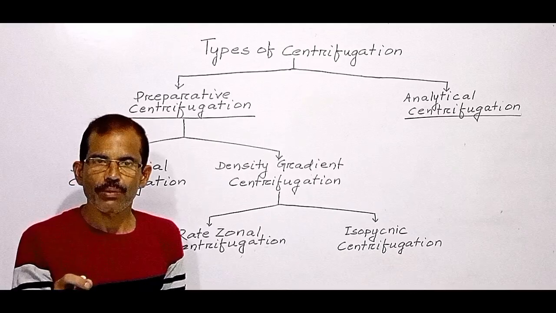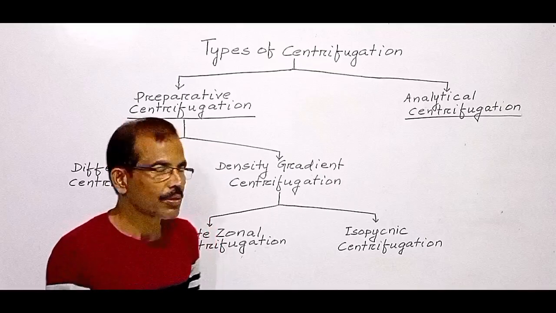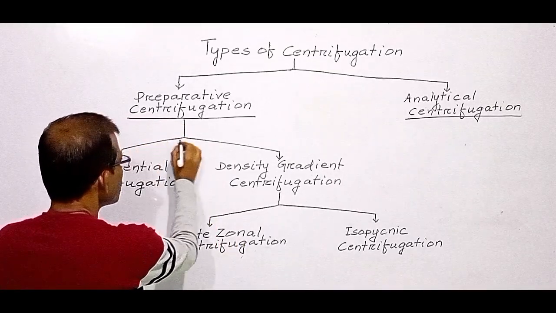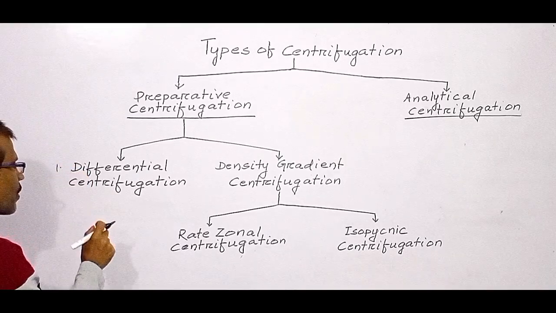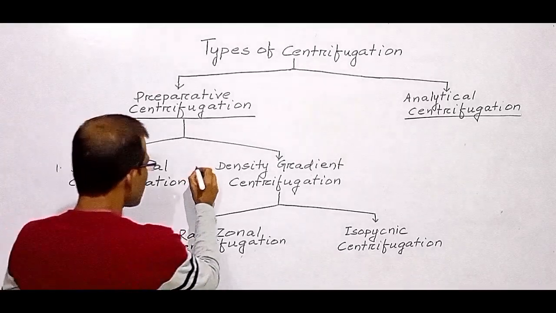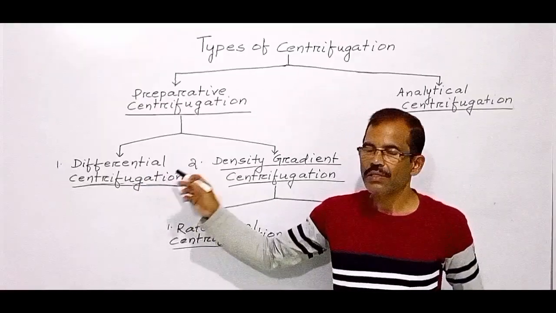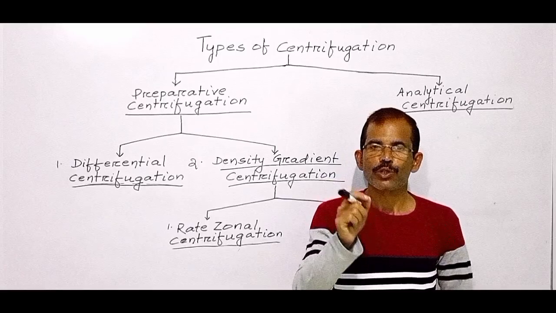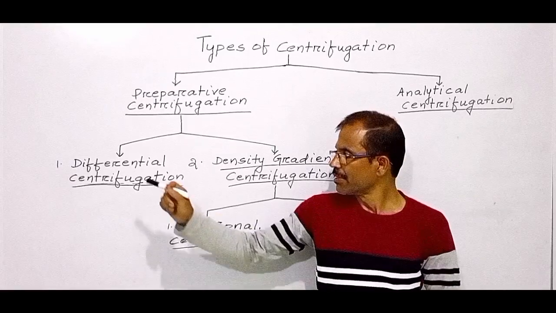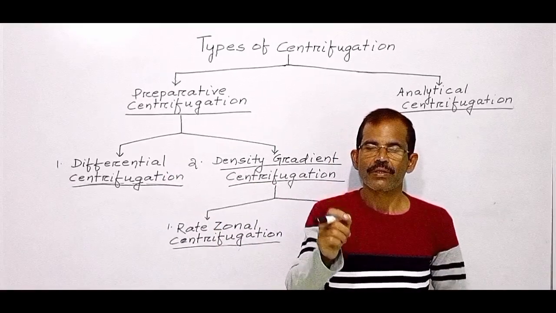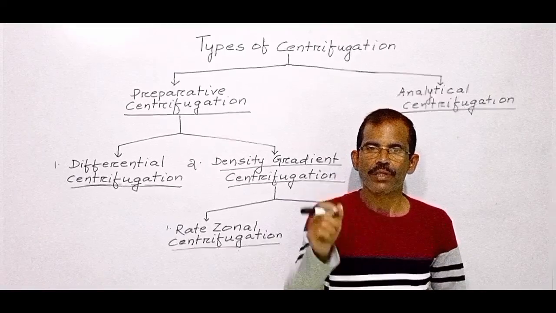Depending upon the nature of the medium of suspension in which separation is carried out, preparative centrifugation is divided into two different types. First one is differential centrifugation and the second one is density gradient centrifugation. In differential centrifugation, the medium of suspension is homogeneous, having no density gradient. This technique is based on difference in the sedimentation rate of particles of different size and density.